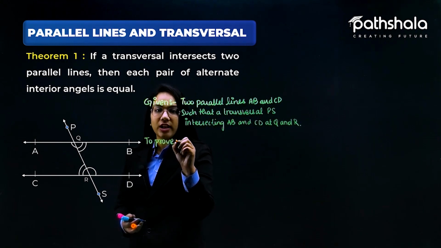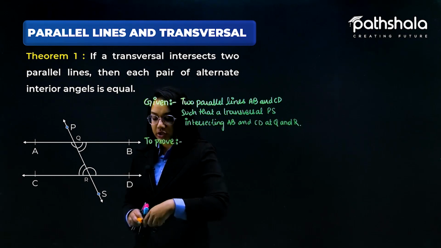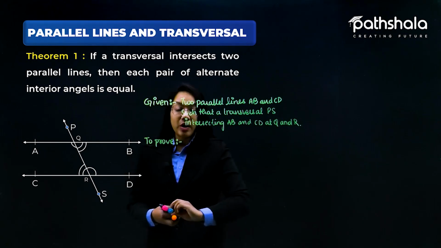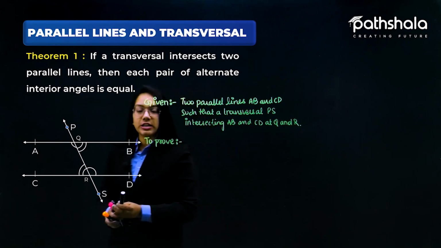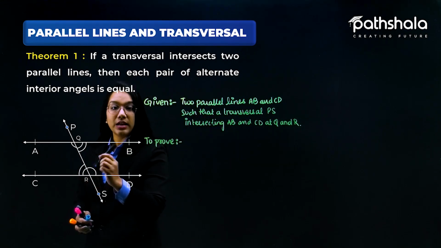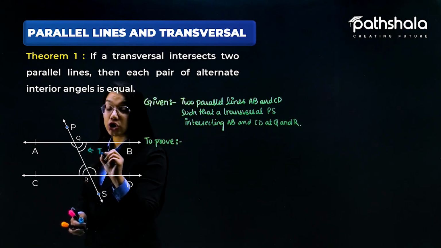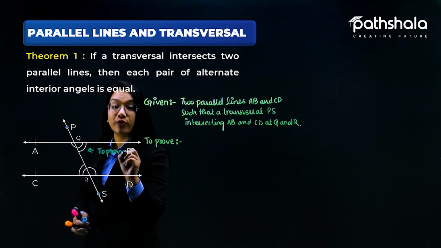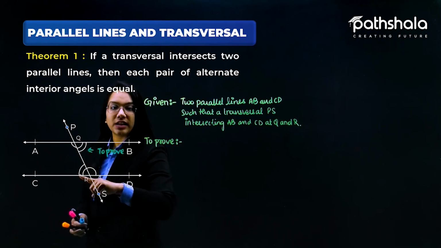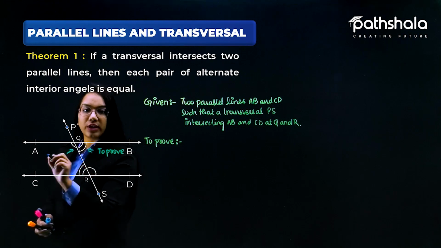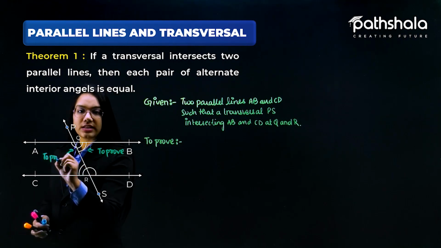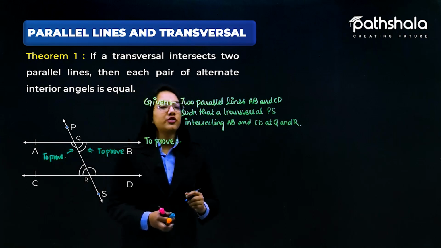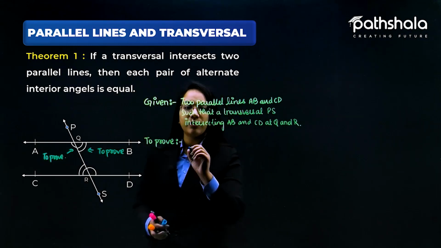We have to prove that the alternate interior angles are equal to each other. So as you can see, we have to prove that this angle is equal to this angle. This is the condition to prove, it is not yet proved. We have to prove that this angle is equal to this angle. Let me write down what we have to prove.